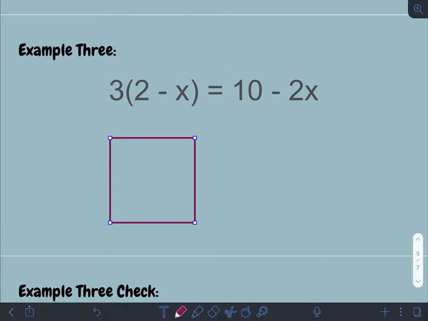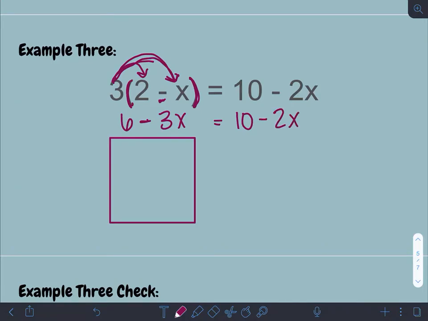So I have this 3, and it being outside of this parentheses is like multiplication. So I'm doing 3 times 2 and 3 times that x. And I have to keep this sign here, right? So I'm going to have 3 times 2 is 6. Then I have minus 3 times x is 3x. That is equal to 10 minus 2x. I don't want to hand out candy to anybody else's classroom, right? I'm only handing out candy to my kids. I'm not handing out candy to anyone else, just my students.